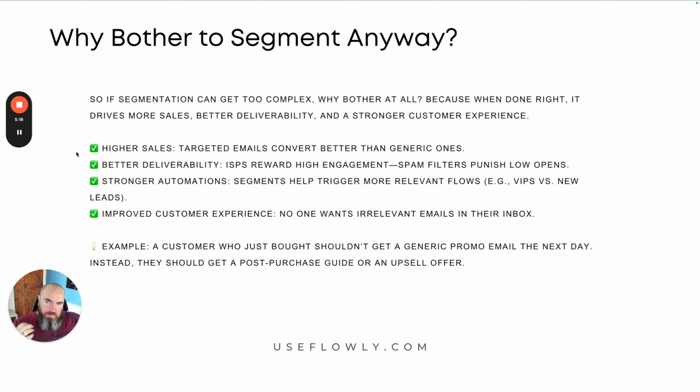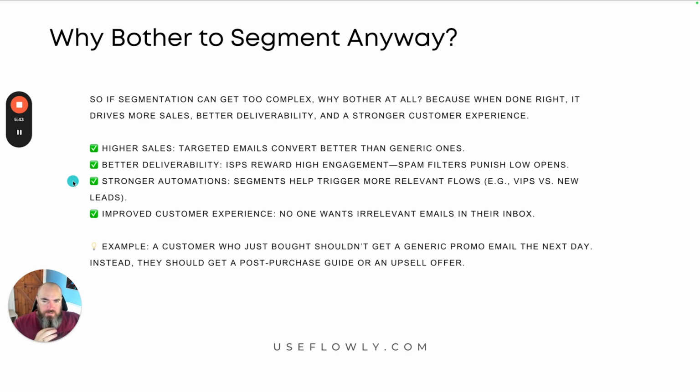segmentation allows for higher sales. So targeted emails will always convert better than generic ones. It's going to give you better deliverability. So your ISPs will reward high engagement. Spam filters will punish low opens. So if you send emails to your entire audience and your open rates are like 20%, Google are going to be like, who is this clown? Why is he blasting 1,000 emails to these people who don't care?